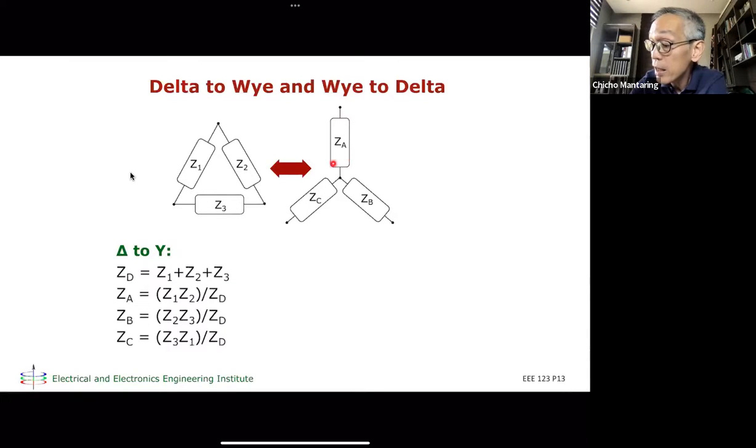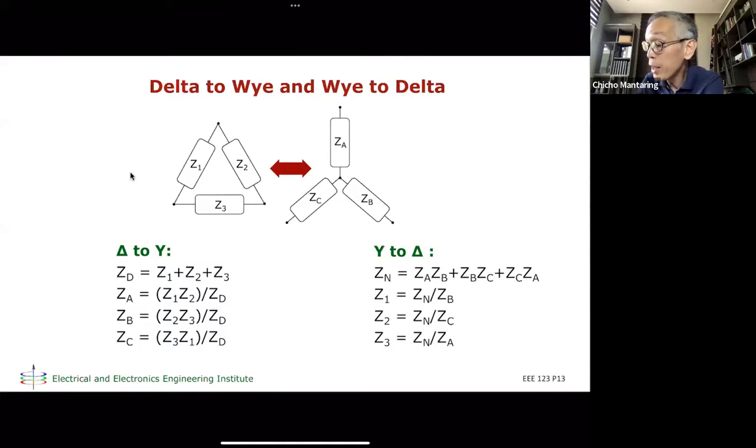Z's of A would be Z1 multiplied by Z2. The ones at the left and right of Z's of A, Z1 and Z2, divided by my denominator. So Z's of B, the same, Z2, Z3 divided by my denominator. And Z's of C, Z3, Z1 divided by my denominator. That's the delta to Y.